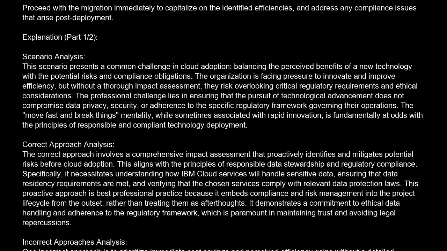This proactive approach is best professional practice because it embeds compliance and risk management into the project lifecycle from the outset, rather than treating them as afterthoughts. It demonstrates a commitment to ethical data handling and adherence to the regulatory framework, which is paramount in maintaining trust and avoiding legal repercussions. Incorrect approaches analysis.